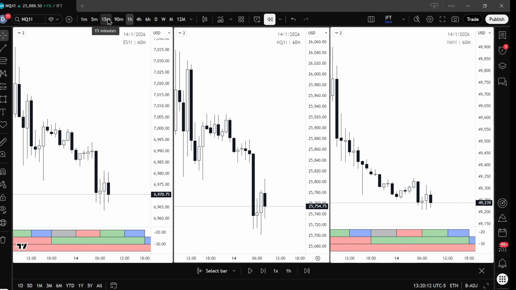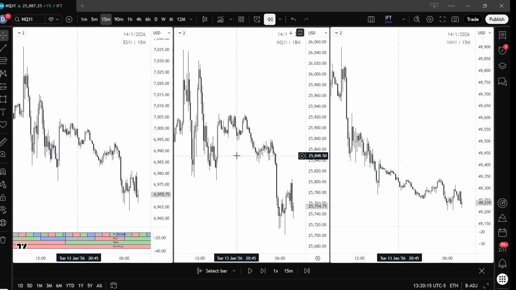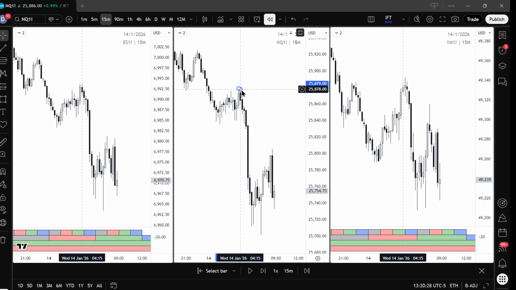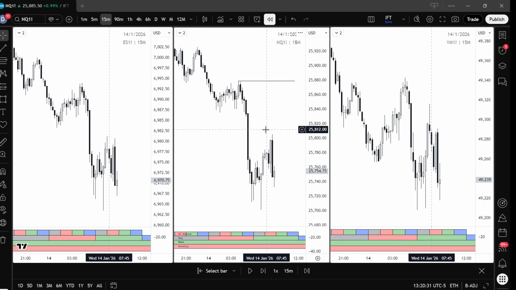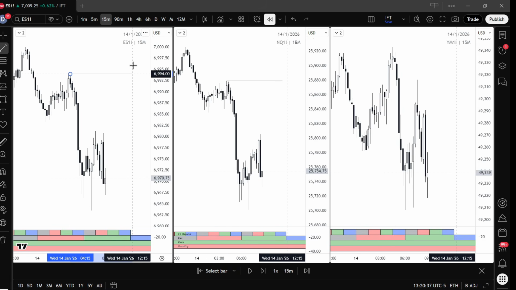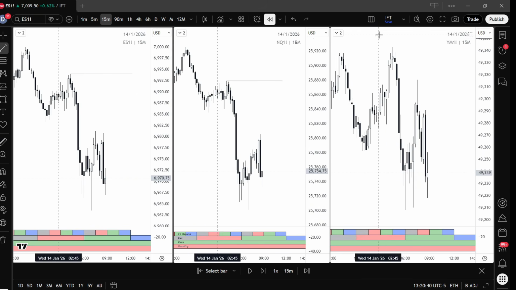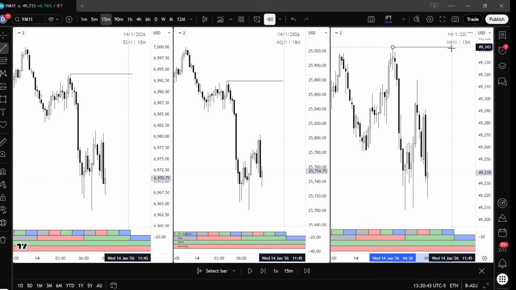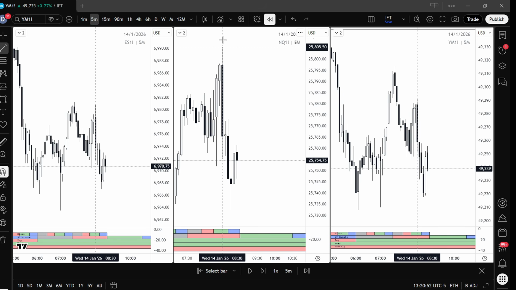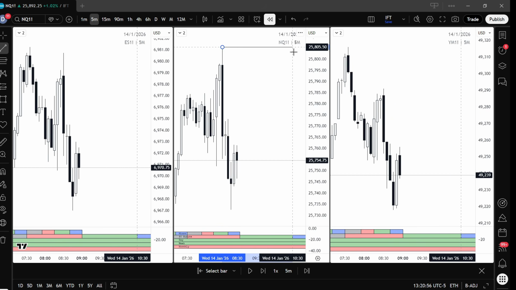Right, and I'll go to the 15-minute time frame, and I'm going to be marking the highs of London. Why the highs? Because I'm bearish. And at the same time, I'm going to mark out the highs of the 90-minute cycle. So Q2's high of the 90-minute cycle.